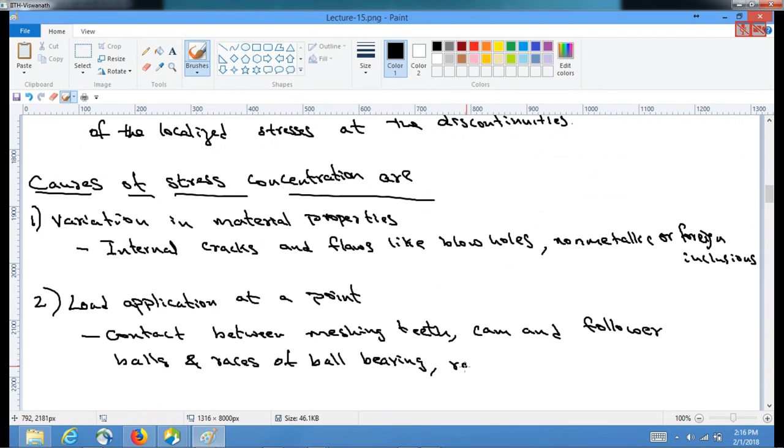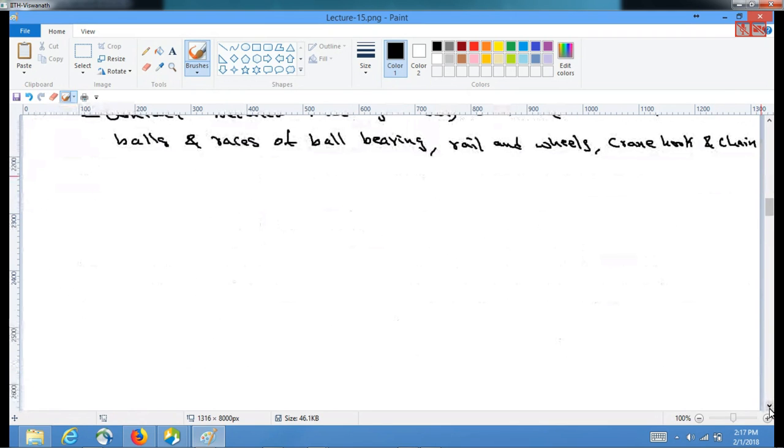Rails and wheels. Crane hook and chain. Are some of the examples for the point load situations.